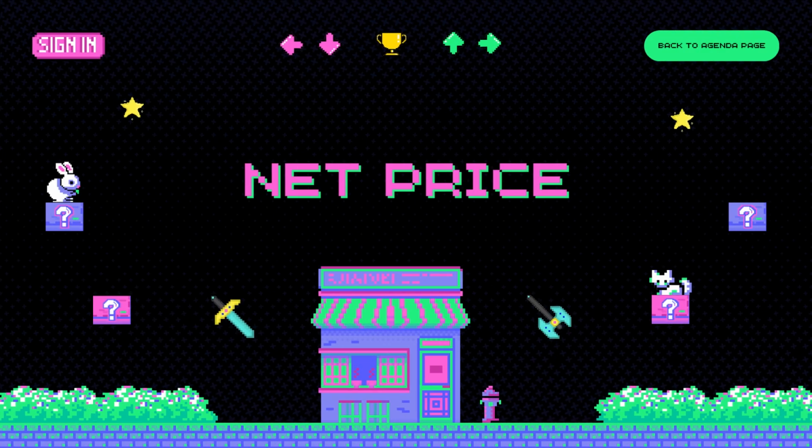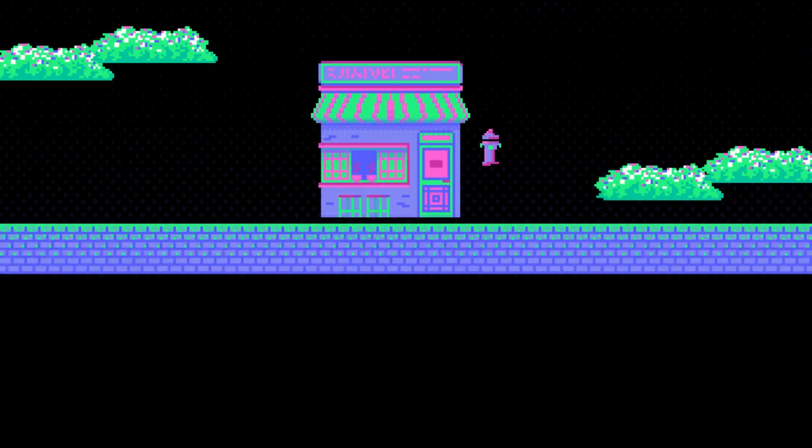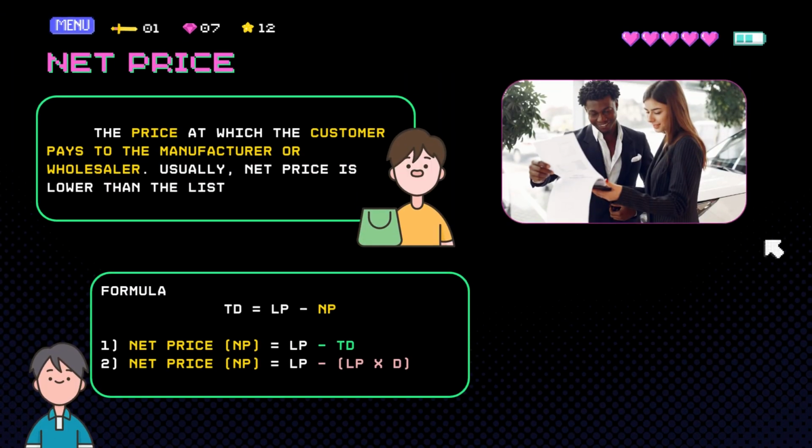Alright, the next one is the net price. What is net price? Net price is the price at which the customer pays to the manufacturer or wholesaler. Usually net price is lower than the list price. In order to find net price, you can use the trade discount formula. From this formula, you move the net price to the left hand side. So to find net price, you can use list price minus trade discount. The second formula to find net price is list price minus list price times d.